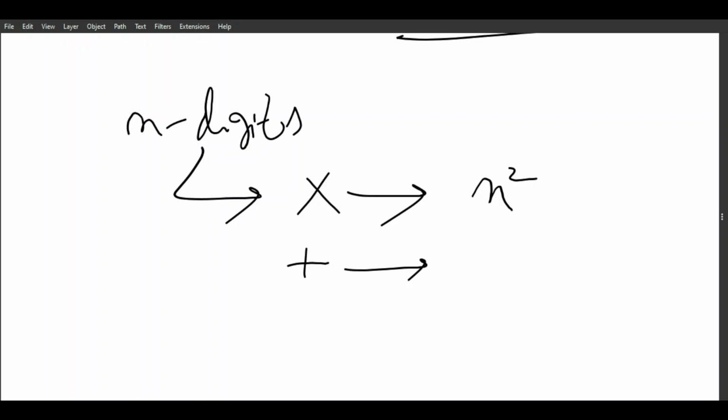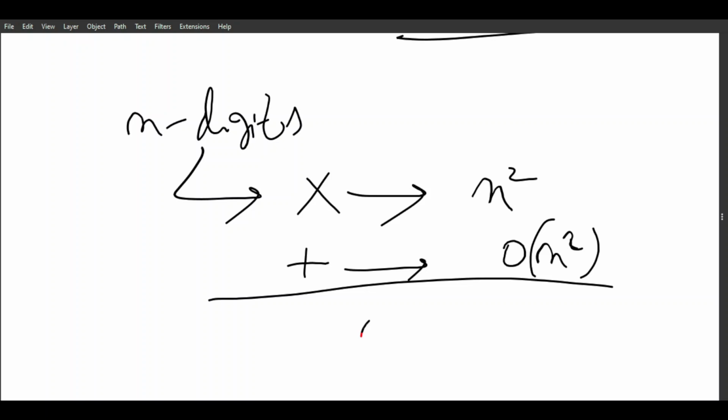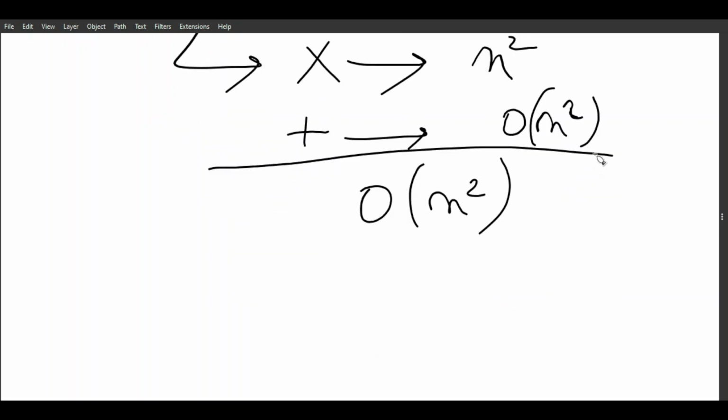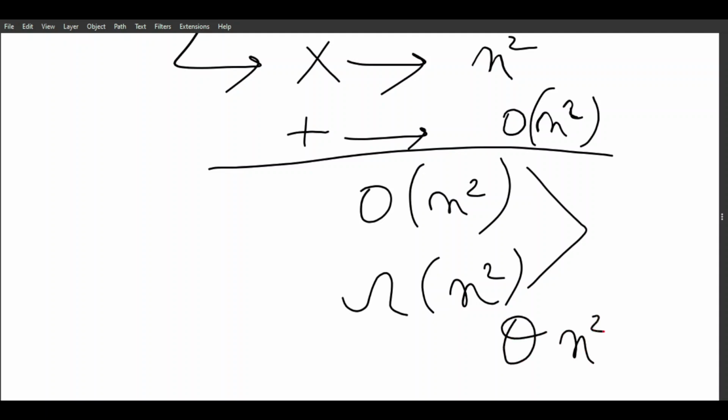So when you add again, you will get something like big O of n square. So total we get is big O of n square. So this n square is both upper bound as well as lower bound. So you also have small omega of n square, and combine them, you get big theta of n square.